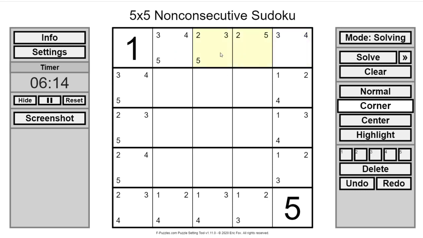Now, because 2 is restricted, this can't be a 3. That's a 2-5 pair, which means this can't be a 5. Now this is a 3-4 pair, so that's not a 4. That's 1 or 2, whether or not it's 1 or a 2, this can't be a 1. This is a 3 or 4, whether or not it's a 3 or 4, this can't be a 3.